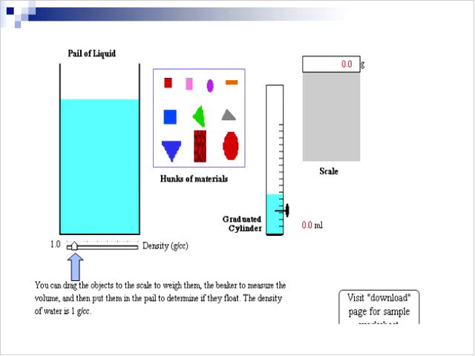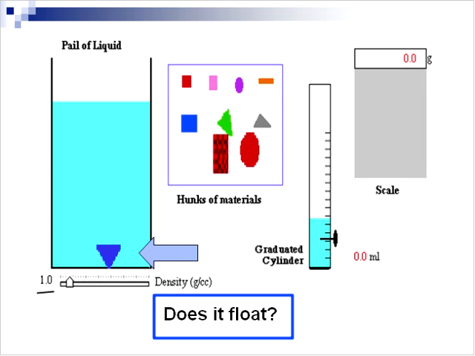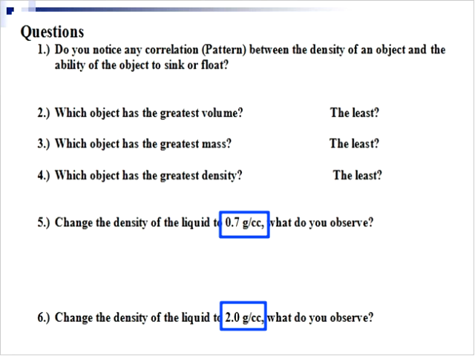Let's go back here. These last 2 questions: for the table, you just have it at 1, and then you put everything in, change it to 0.7, and tell me what happens. Change it to 2, tell me what happens. And that is the lab.